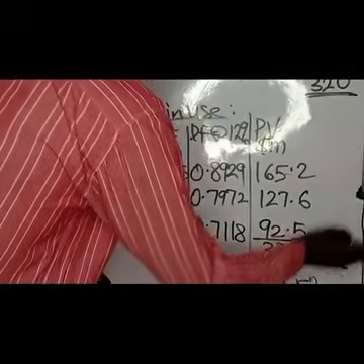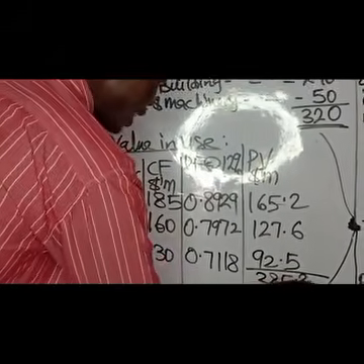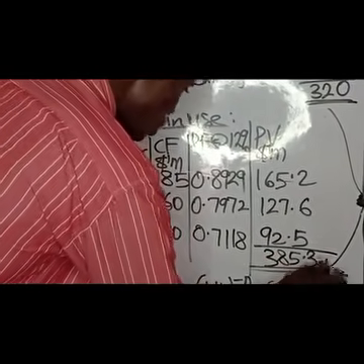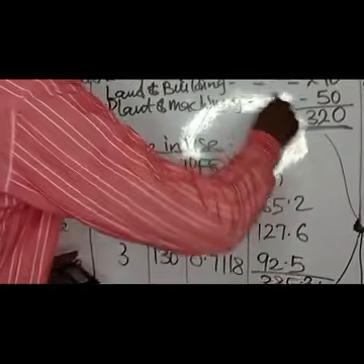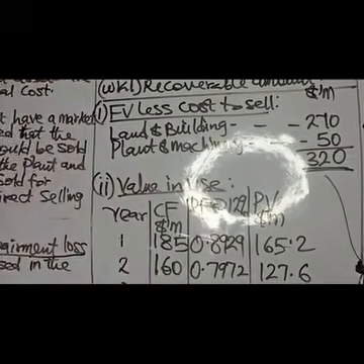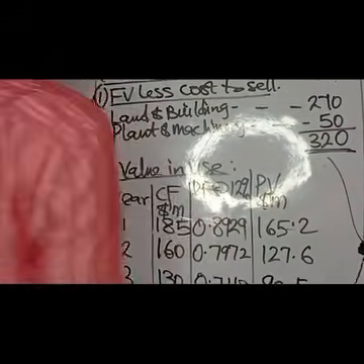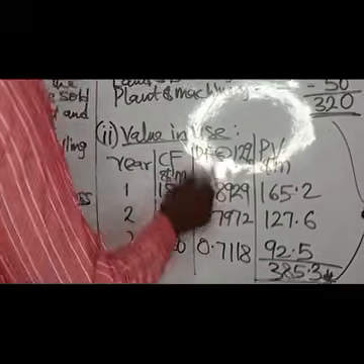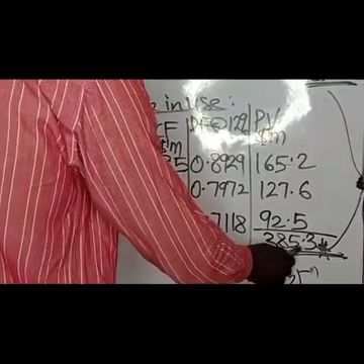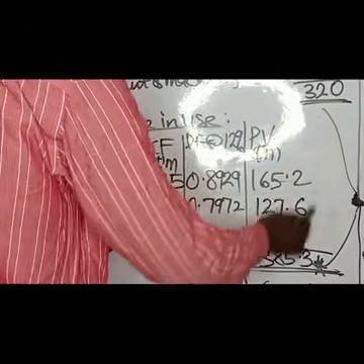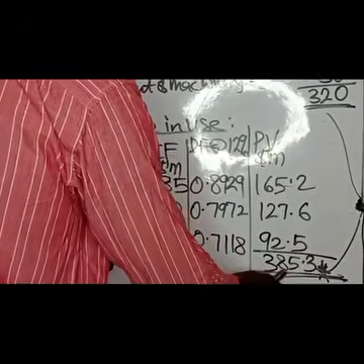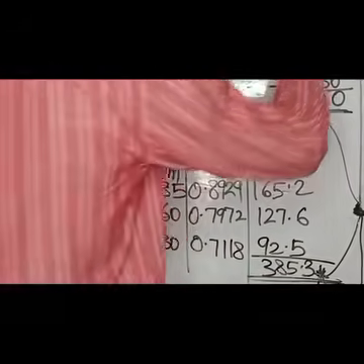Now the value in use is 385.3, and the fair value less cost to sell is 320. So the higher of the two, value in use, is greater than the fair value less cost to sell. Therefore, value in use will be considered. So that means our recoverable amount will be the value in use, since it's greater than the fair value less cost to sell. So our recoverable amount is 385.3.